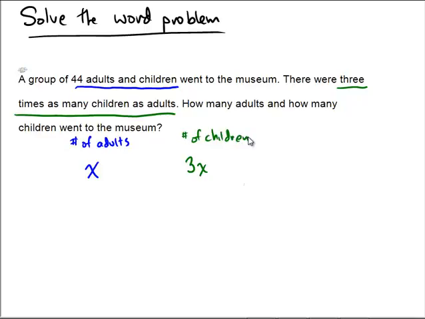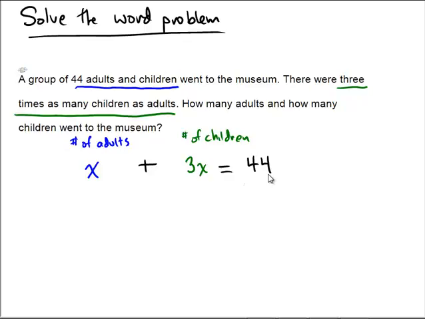Okay, now with those 2 pieces of information, we can bring them together and ask, what happens if we add together the number of adults and the number of children? Then we should get the total number of people, which was given as 44. So I'm going to make that equals 44.